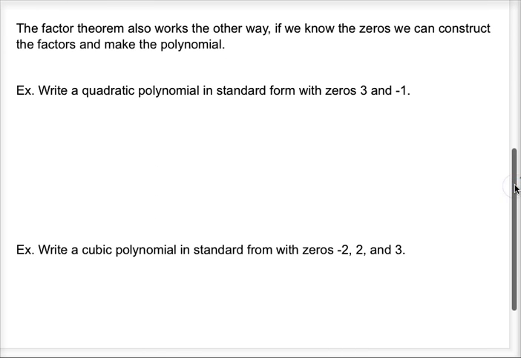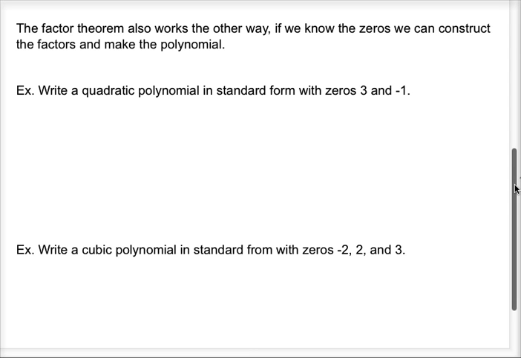Now, the factor theorem also works the other way. So far, I've been giving you the factors and asking you to find the zeros for me. We can also do the reverse. I can give you the zeros and you can construct a polynomial. So let's look at our first example. Write a quadratic polynomial in standard form with zeros 3 and -1.